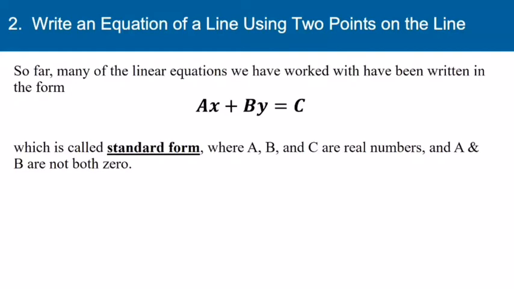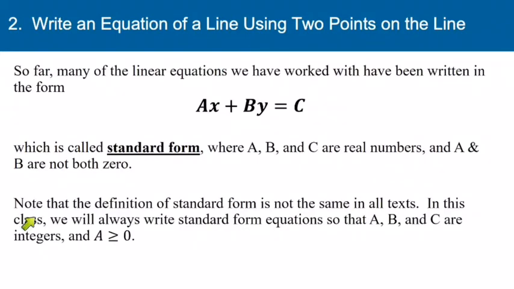Now, before we do that, we're going to pause just a minute and notice that we have seen this form before, where the x and the y are both on the left side of the equal mark and the constant is on the right side. This is called standard form. And not only do we have to have x and y on the left and the constant on the right, but also we can't have both the a and the b be 0. So we have to have at least an x term or at least a y term, usually both.